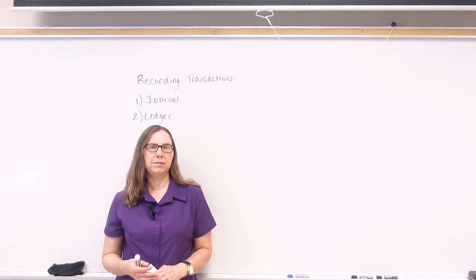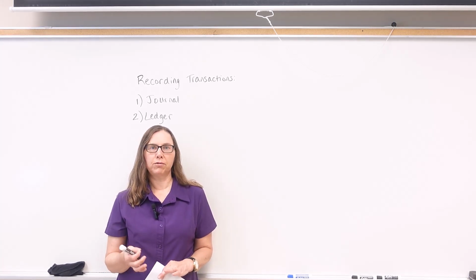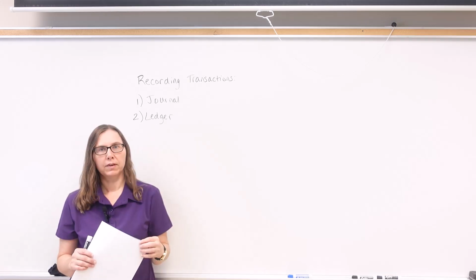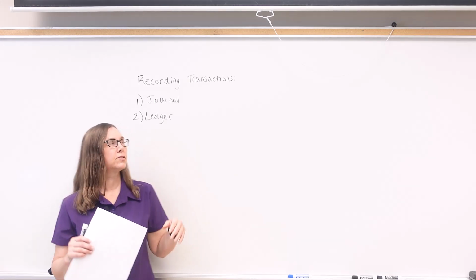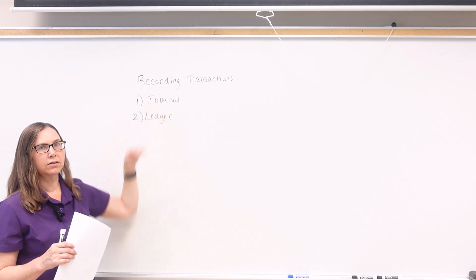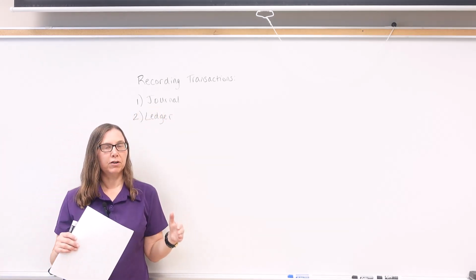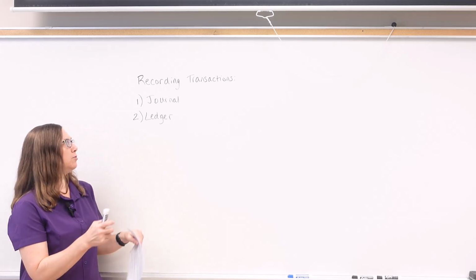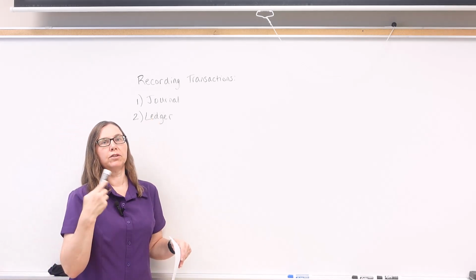In this video, I'm going to be talking about recording transactions with debits and credits. Now, first of all, there are two places to record transactions in a business. You would record in a journal, and you would record in a ledger. It's the same information. Basically, you would put it in the journal first, and then copy over to the ledger.